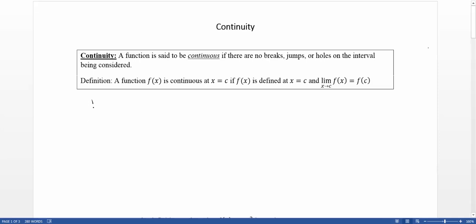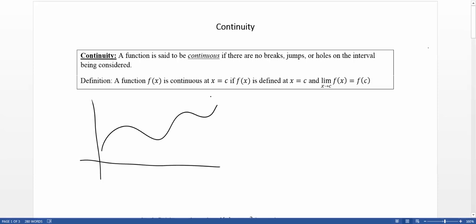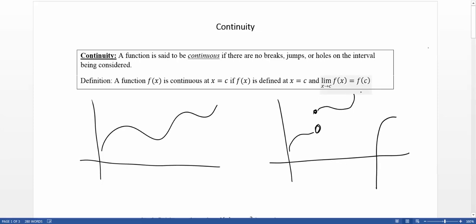So if we're considering a function that's continuous, you may have something that looks like this. This function can be drawn without lifting my pencil off the paper and has no jumps or breaks or holes. An example of some discontinuous functions are piecewise functions that jump, so here we have a jump with a hole, or have asymptotic behavior. So here we can see a couple places where this function is discontinuous.